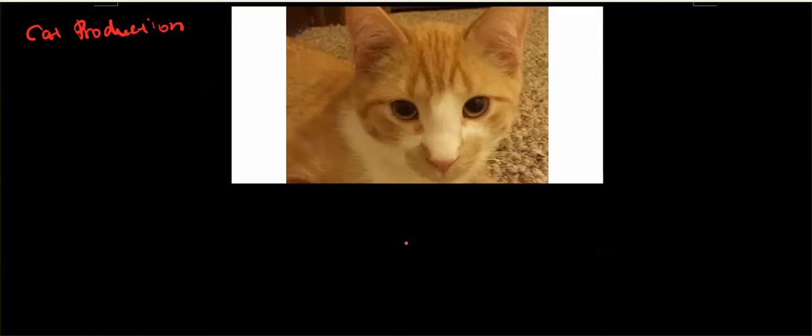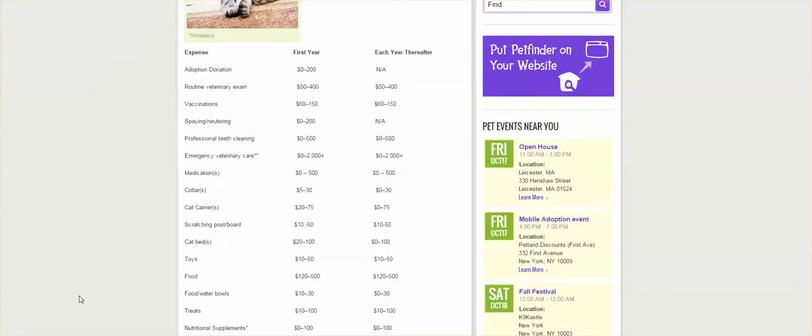So I found a website which lists the possible costs to keep cats. The first year you will have the adoption fee, and you need the vaccinations, and we don't need to spray them because we want to use them to produce little kittens. But you definitely need to prepare money for medication, collars, cat carrier, baths, toys, food, food bowls, treats, etc. And after your two adult cats produce the little kittens, you also need to prepare food for your little kittens, right?